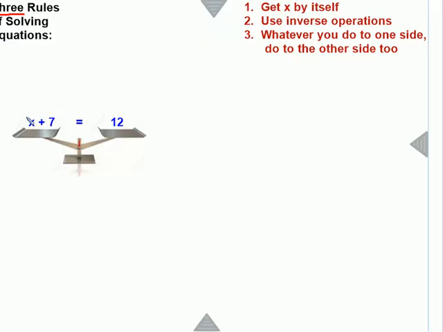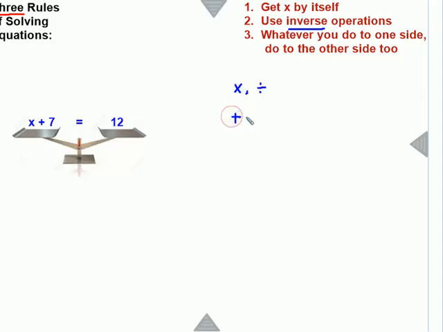We want to make him lonely. We want to get x all by himself. Now, to do that, we are going to use what are called inverse operations. Inverse just means opposite. So the opposite of multiplication would be what? Division. Exactly, and the opposite of division would be multiplication. So these two are inverse operations.